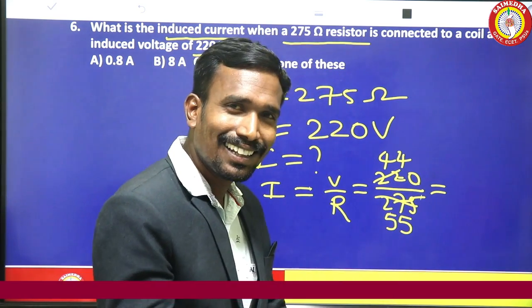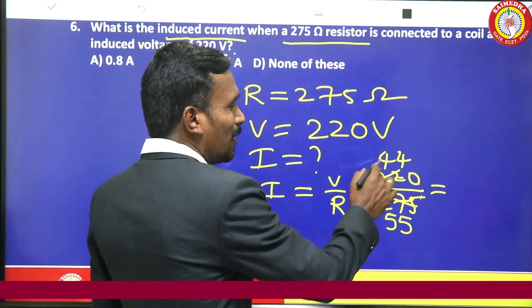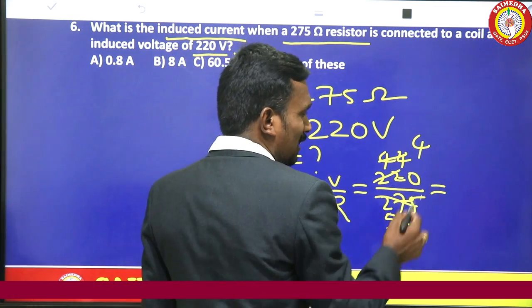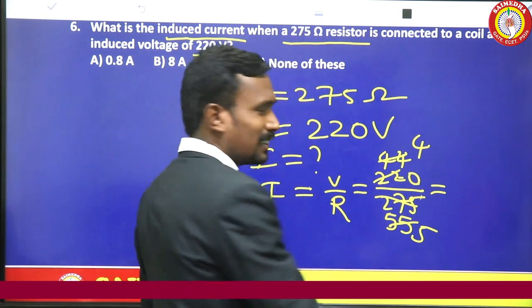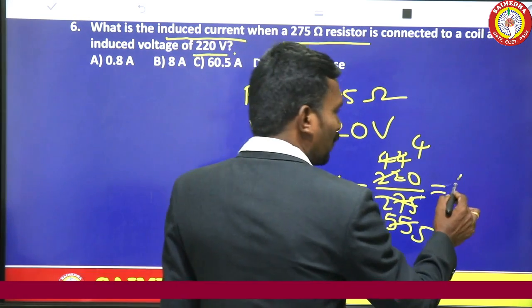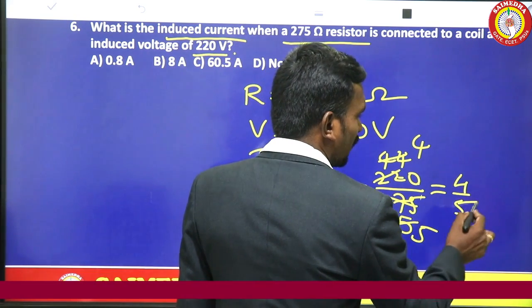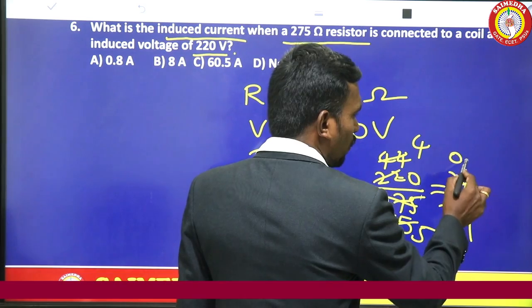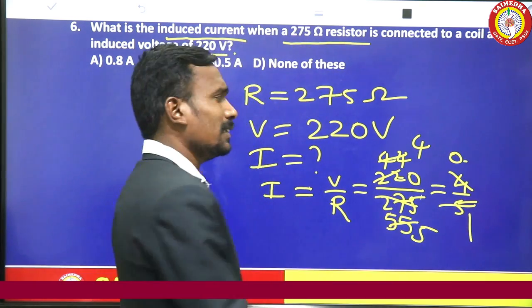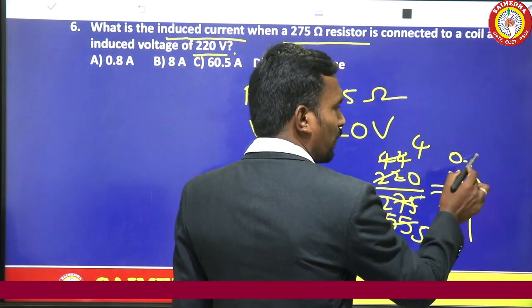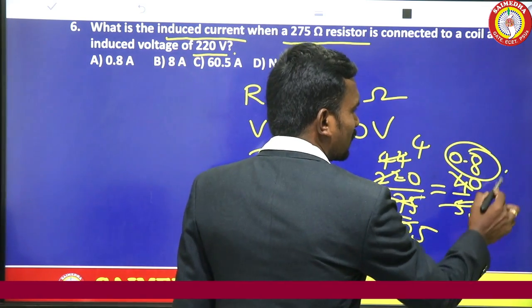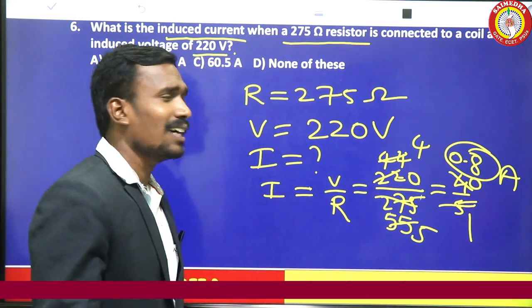Very simple. Yes or no, guys? So 11 4s are, 11 5s are. What is the answer? 4 by 5, which is 0.8. If you take 0 point, its value 40, so 5 8s are 40. So the answer is 0.8 amperes.